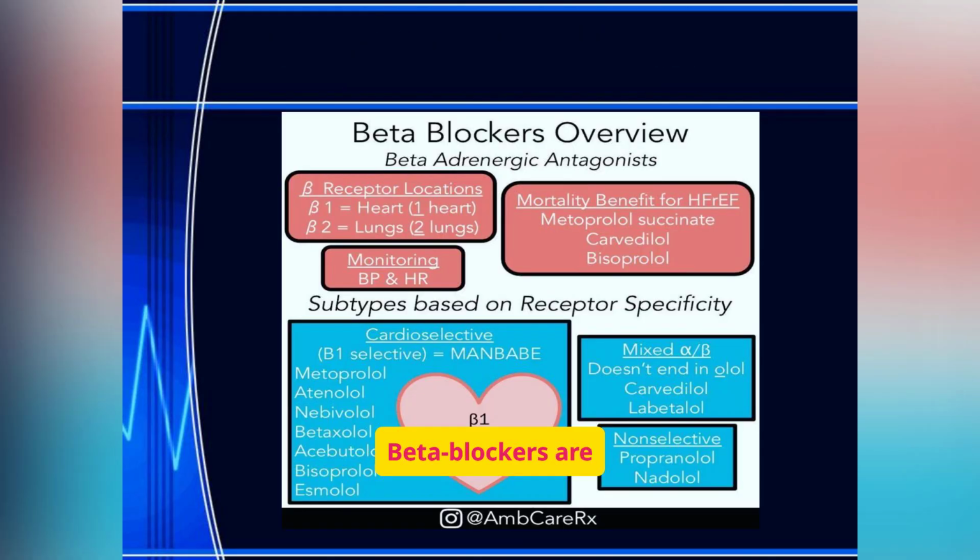Beta blockers are categorized based on their receptor specificity. We'll review cardioselective, mixed alpha-beta, and non-selective beta blockers. Cardioselective, e.g., atenolol, metoprolol, are preferred for patients with respiratory issues. Mixed alpha-beta blockers, e.g., carvedilol, labetalol, provide both heart rate reduction and vasodilation, great for heart failure and pregnancy-related hypertension. Non-selective, e.g., propranolol, can affect both heart and lungs.